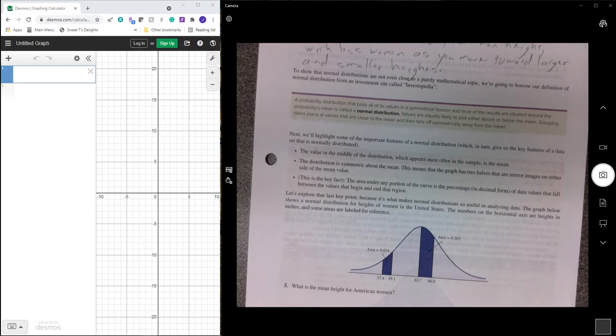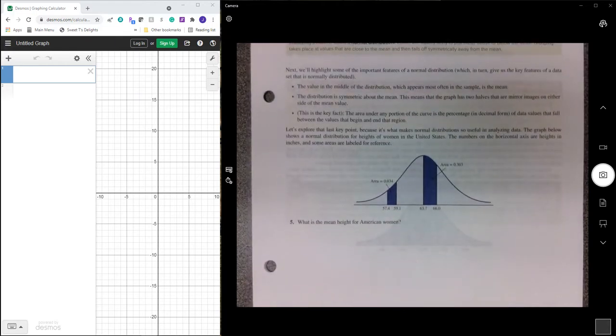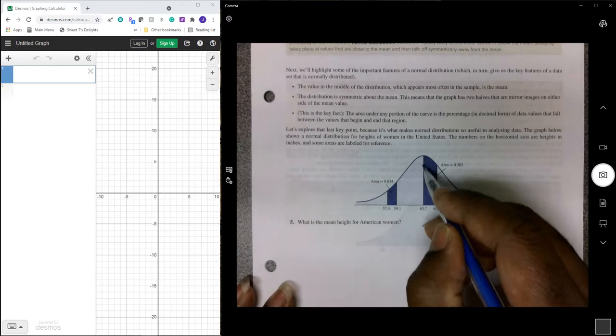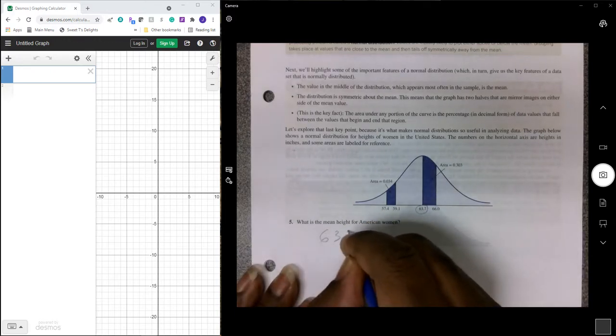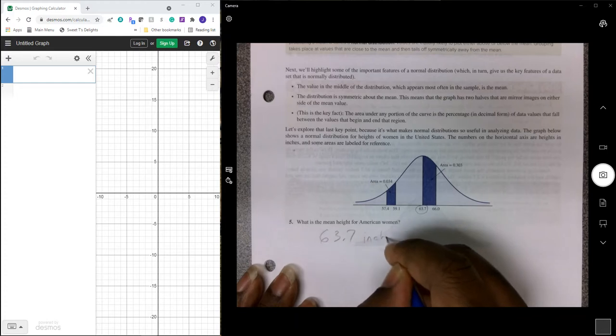The graph below shows a normal distribution for heights of women in the United States. The numbers on the horizontal axis are heights in inches, and some areas are labeled for reference. What is the mean height for American women? Okay, so basically, if you look here, the mean is right in the center, so it'll be 63.7 inches.